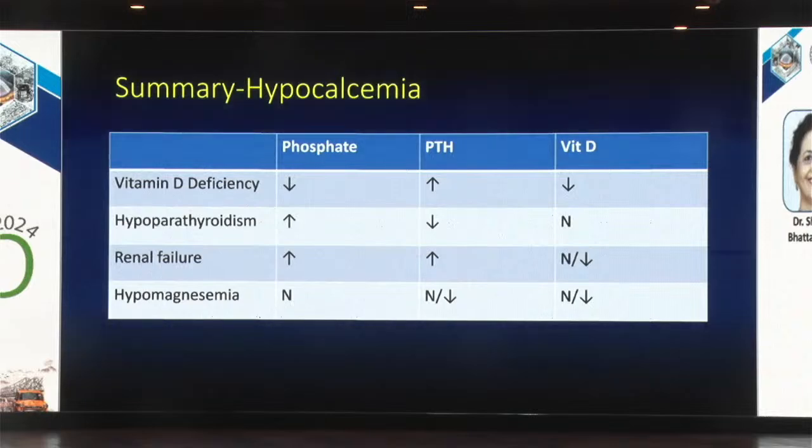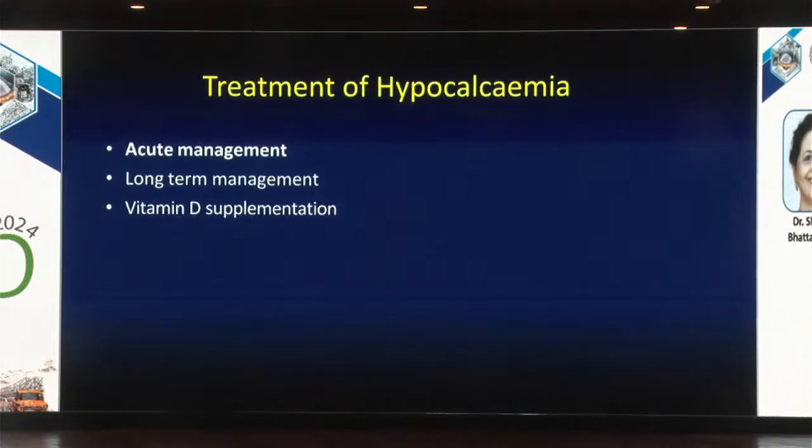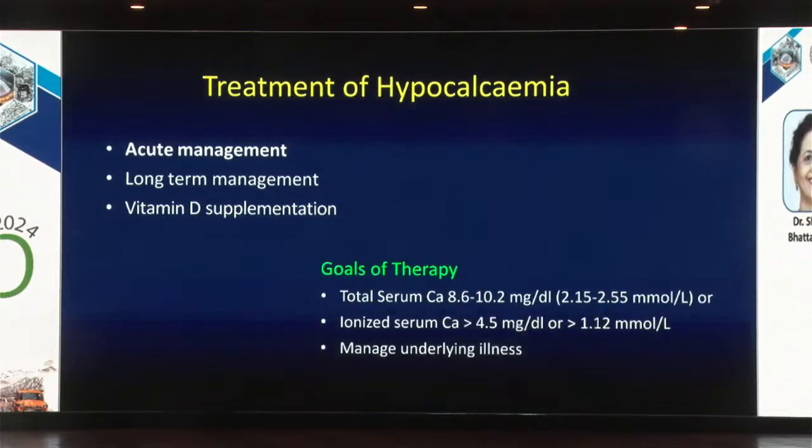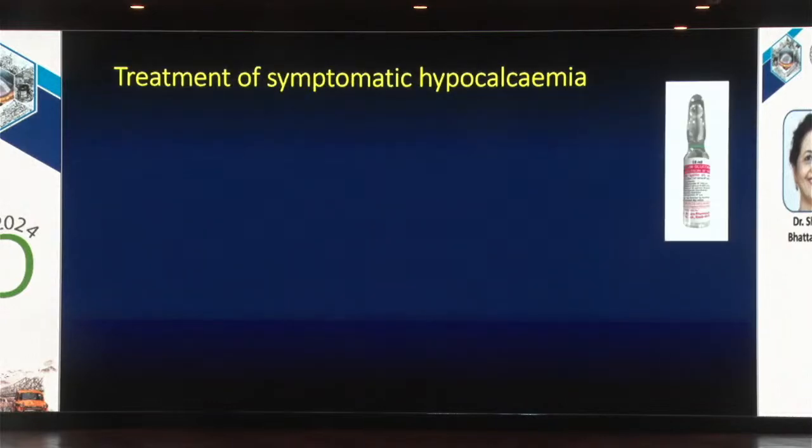So I think you'll get this in every textbook, so I'm going to skip it. And whenever a child presents to you with acute onset symptomatic hypocalcemia, there is acute management. Always you have to do long-term management along with calcium and vitamin D supplementation. And the goal is to keep the serum calcium at 8.6 to 10, ionized calcium more than 4.5, and manage the underlying cause.